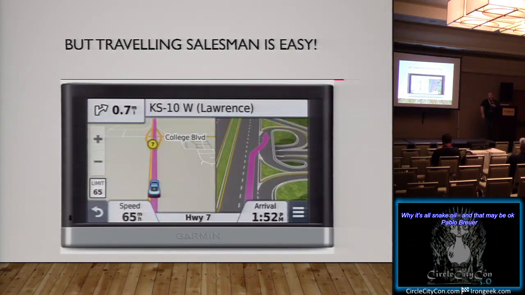Now, right at this point, somebody, usually a young kid in the back, goes, dude, I got GPS on my phone. Traveling salesman is easy. Okay, so GPS does solve a problem, right? It will get you there. Is it the most optimal path?